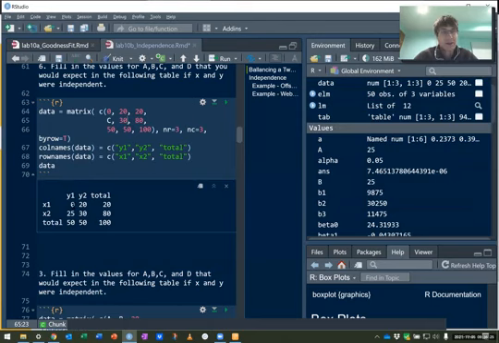And if I put 0 here, I'd have to put 50 here to make the column add up to 50 and the row add up to 80. So that's one way you could make the table. But it's not independent, right?